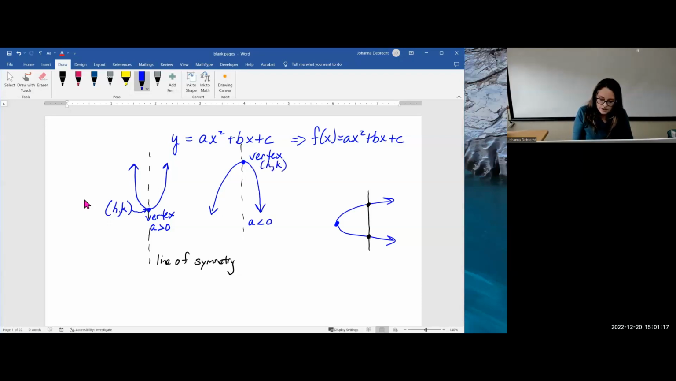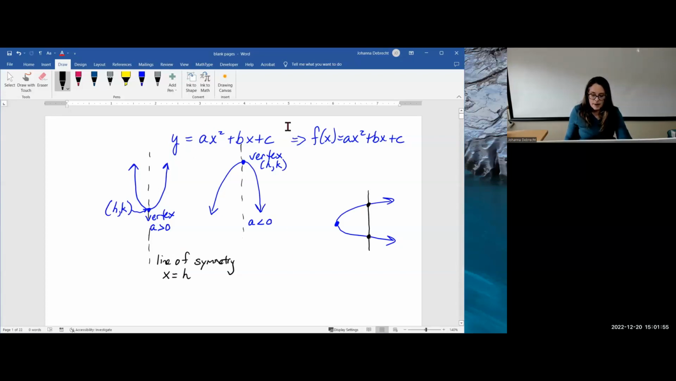Now, what we want to do is decide what the line of symmetry is. It's a vertical line, so you know it has the equation x equals a constant. All vertical lines have the equation x equals a constant. In this case, it goes through the vertex, so it has to be that x coordinate. So the line of symmetry then becomes x equals h, right? It's always going to be the x coordinate of the vertex that gives us the line of symmetry in a quadratic function.